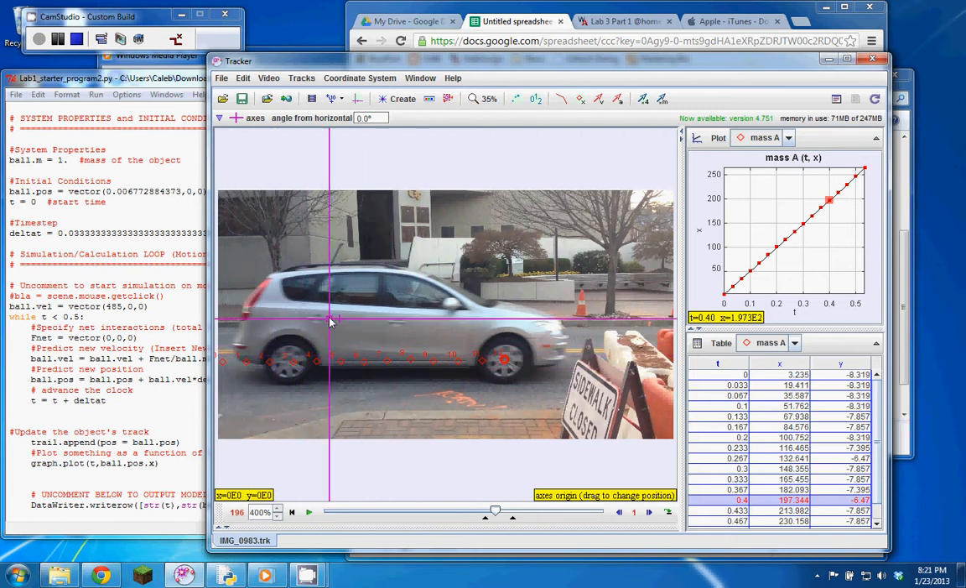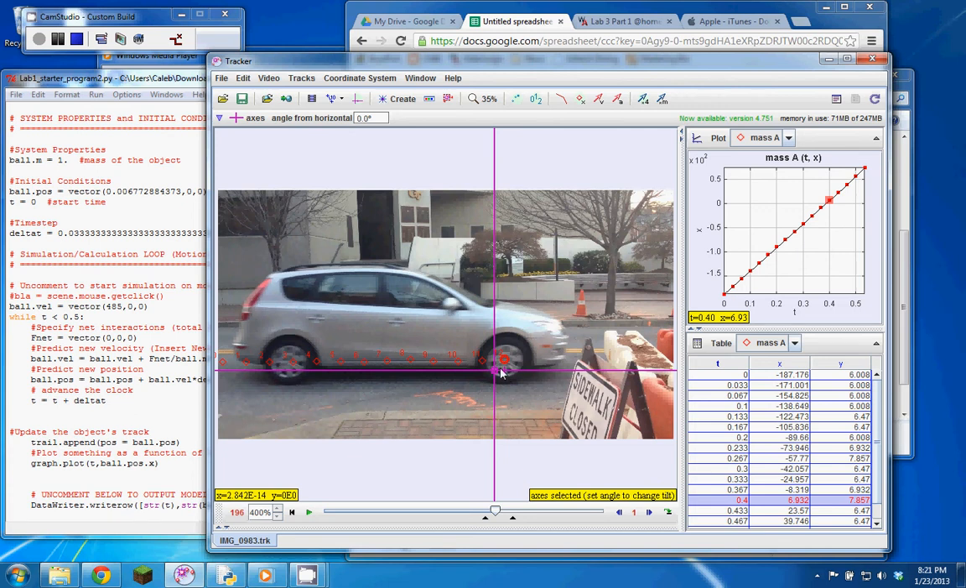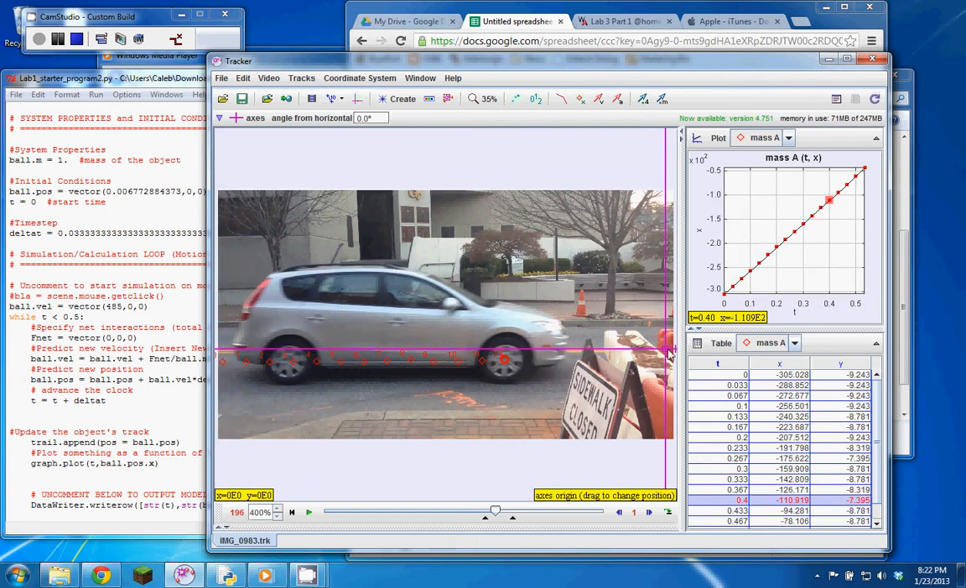The axis position doesn't really matter. I can move that wherever I want, and the slope, as you can see, remains the same, even though the numbers here are slightly different. The slope is in fact the same, so I just put it over here so that all my data will be positive, which is what we want.